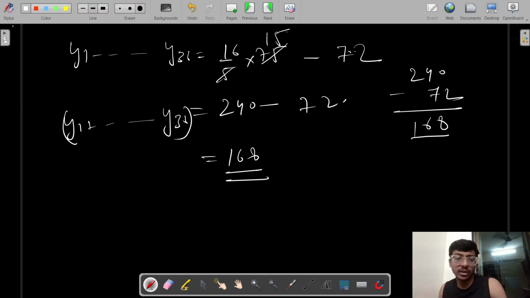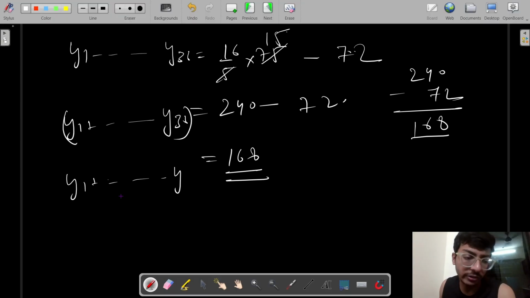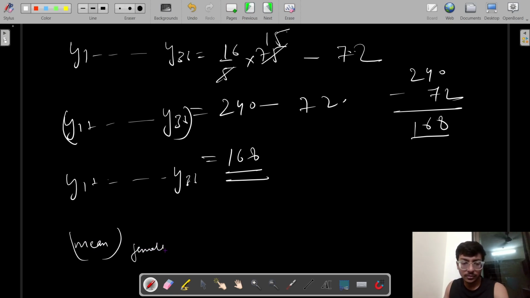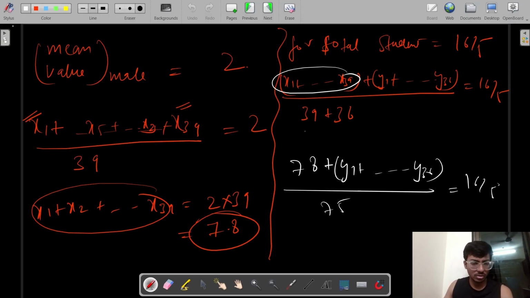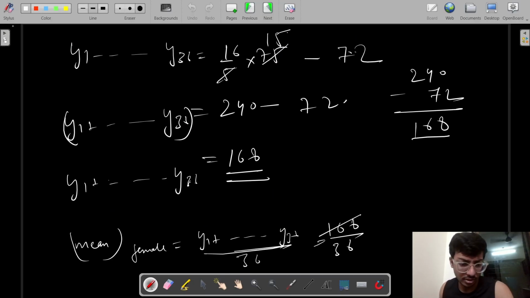So to find the mean, you got the value of y1 plus y2 up to y36 as 168, and to find the mean for female, this comes out to be y1 to y36 divided by the total number of females, that is 36. So your numerator is 168 upon 36. Am I right? It was 72. No, this was 78. Yeah, this is 78.